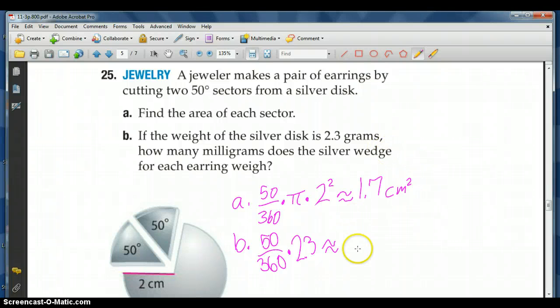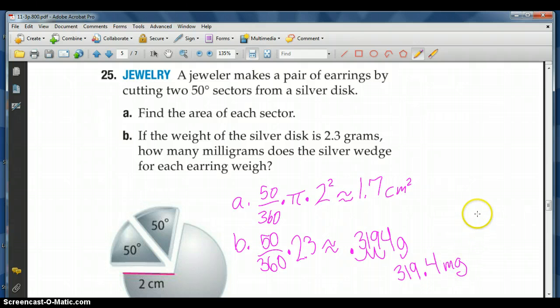is approximately 0.3194 grams. We want our weight in milligrams. So there are 1,000 milligrams in every gram, so if we multiply by 1,000, that would move our decimal place 3 places to the right, and we would get 319.4 milligrams.